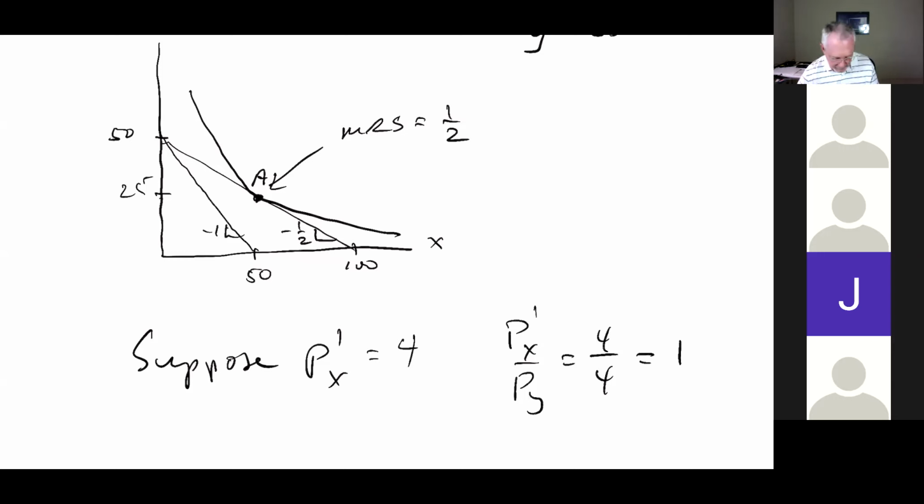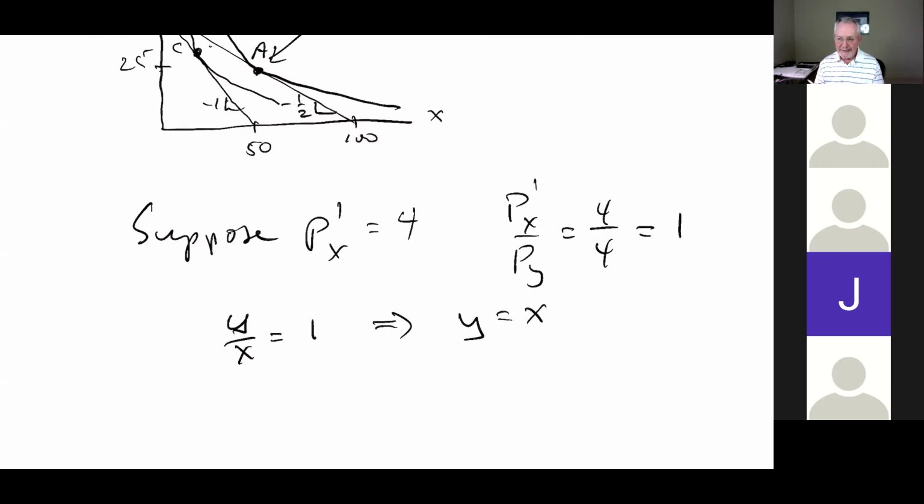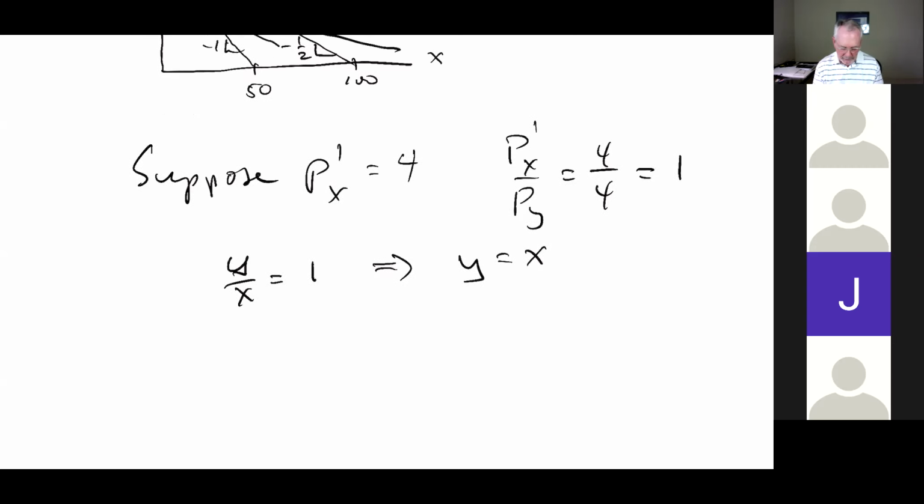So what is my consumer going to do? My consumer is going to remaximize. We'll say to point, make this point C here. How's my consumer going to do that? Well, my consumer is going to say, all right, I know my marginal rate of substitution, y over x, must be equal to 1, the relative price ratio, which tells me that y will be equal to x. So again, I don't know my solution yet, but I do know at that solution, y will be equal to x. So what do I do? Well, I go back to my budget constraint.